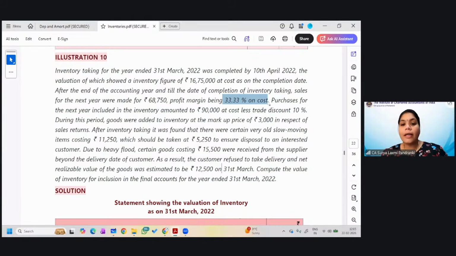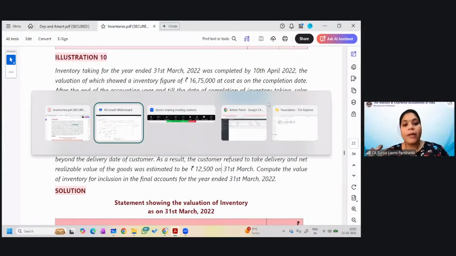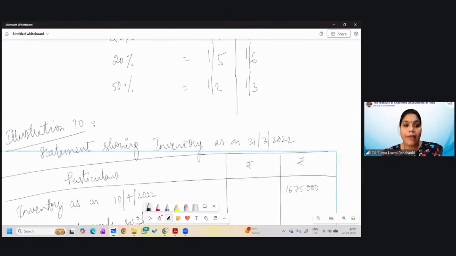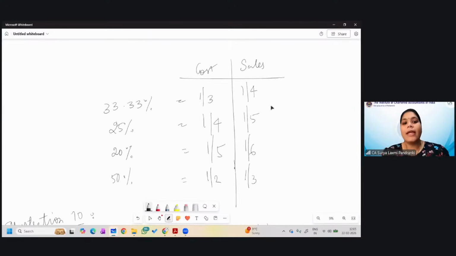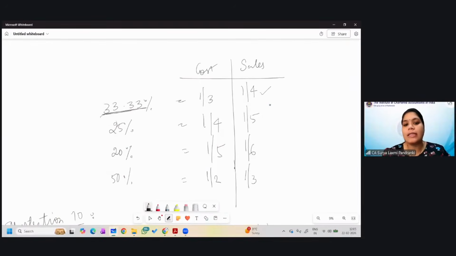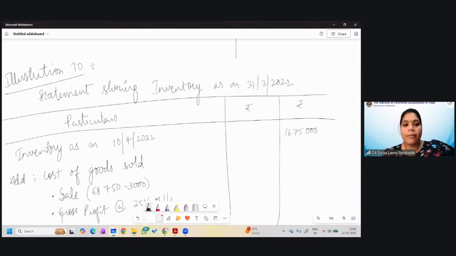Now, according to the table that I have given you, if it is 33% on cost, it will become how much on sales value? Because we know only sales value. It is how much on sales value? 25%. Or you can say 1/4. Because 1/3 on cost will be 1/4 on sales. That is why I've given you this table. Okay. They gave you 33% on cost. So it will be 1/4 on sales. 1/4 means 25% on sales.